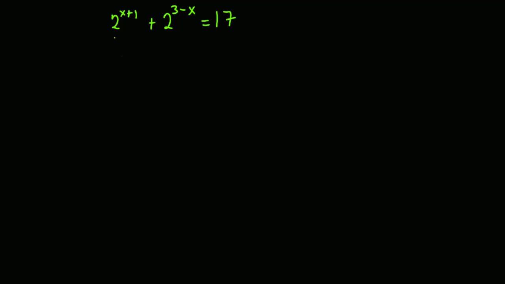Now, we can see that at the left hand side of the equation, we have the same base. The base here is 2, the base there is 2. And so, before we solve this problem, we have to rewrite 2 exponent x plus 1 and 2 exponent 3 minus x.